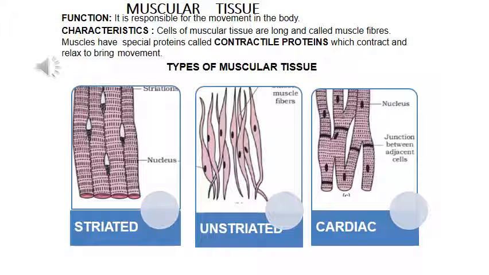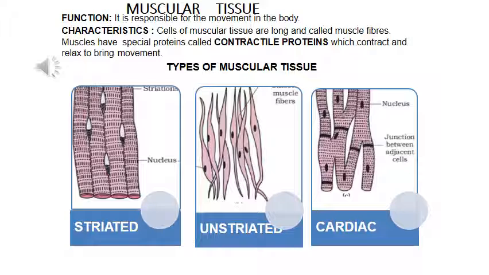The spelling is A-C-T-I-N, actin. Myosin is M-Y-O-S-I-N. I'm repeating it. Actin, myosin. We can move some muscles by conscious will.